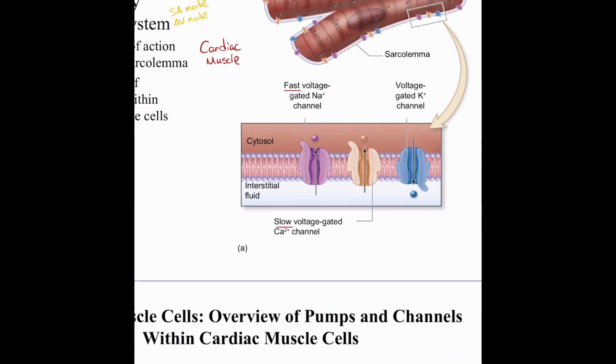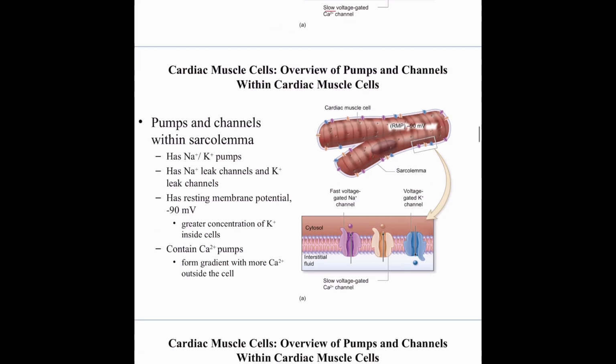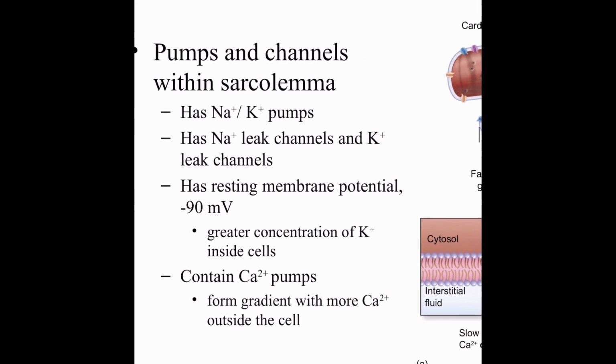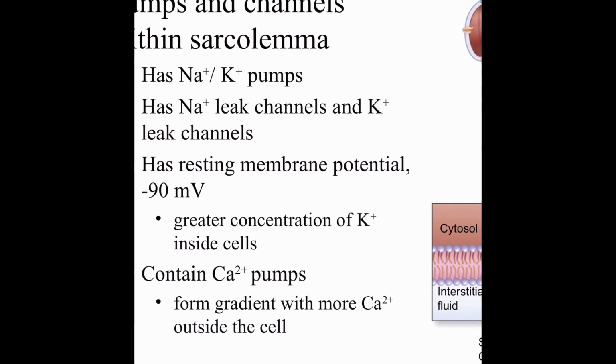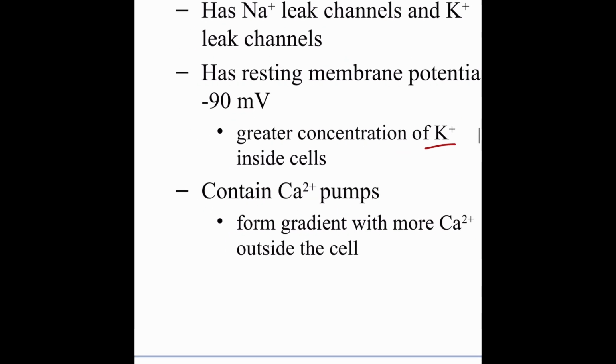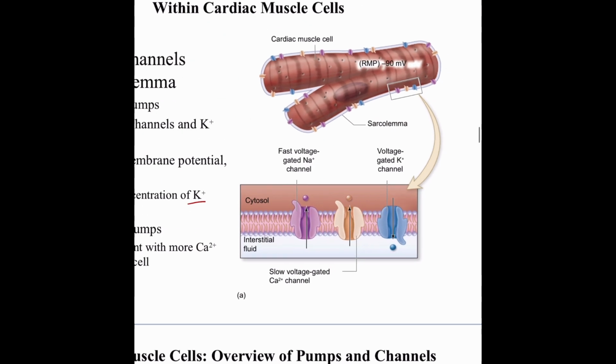But the only thing is, it does need a signal. It needs that electrical signal to get there. So we still have our sodium-potassium pumps, Na leak channels and potassium leak channels to balance the cells. Again, lower resting membrane potential, and still the same greater concentration of potassium inside the cell. And we have calcium pumps to form a gradient with calcium that is outside the cell.